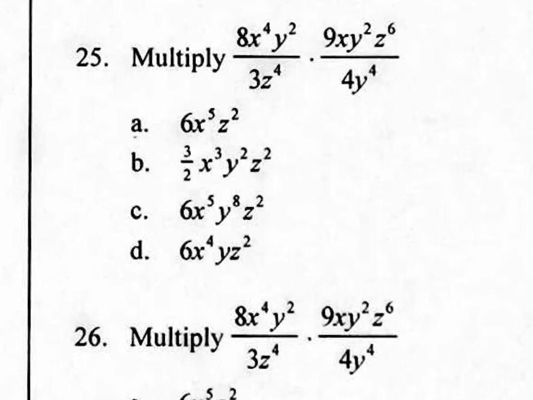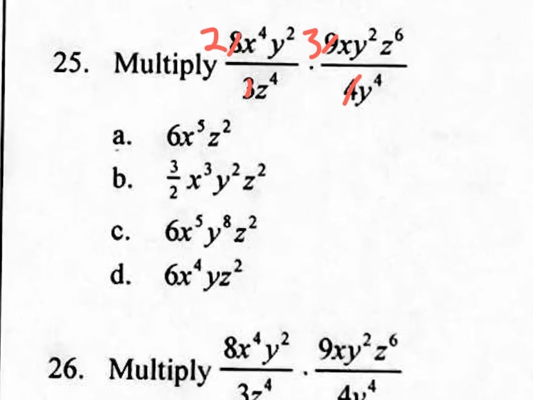So number 25 is multiplying two fractions, and right there it's all about canceling whatever's the same on top with whatever's the same on the bottom. So we could start canceling out the coefficients, like the 4 and the 8. 8 divided by 4 is 2, and you'd write that 2 up on top. The 3 and the 9, 9 divided by 3 is 3, and you write that 3 up on top.